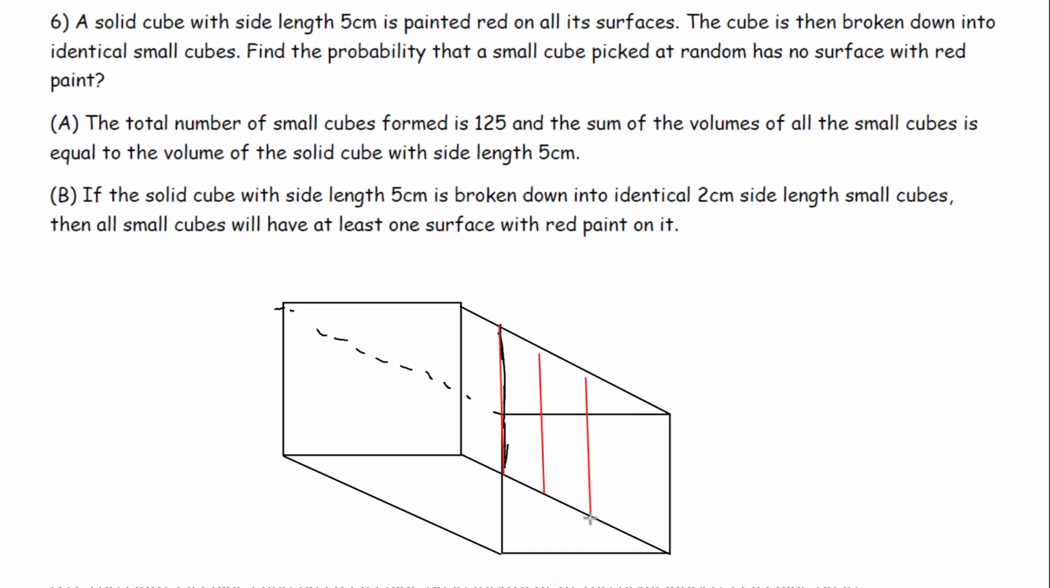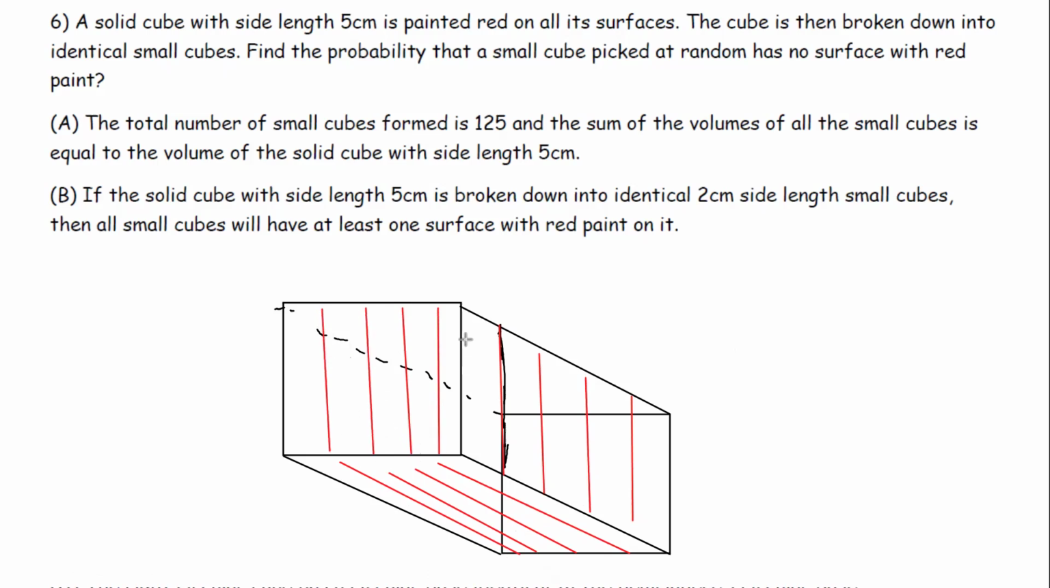This is 1, 2, 3, 4, and 5. 1, 2, 3, 4, and 5. And then you have 1, 2, 3, 4, and 5.